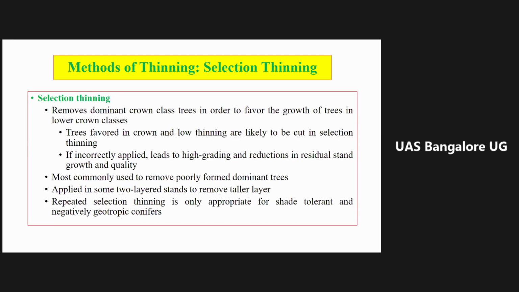Okay, mainly selection thinning is employed for the removal of dominant trees, that is inferior dominant tree species, from the stand. Then it is applied in some two-layer stands to remove the taller layer of the stand. And repeated selection thinning is only appropriate for shade tolerant and also negatively geotropic coniferous species.